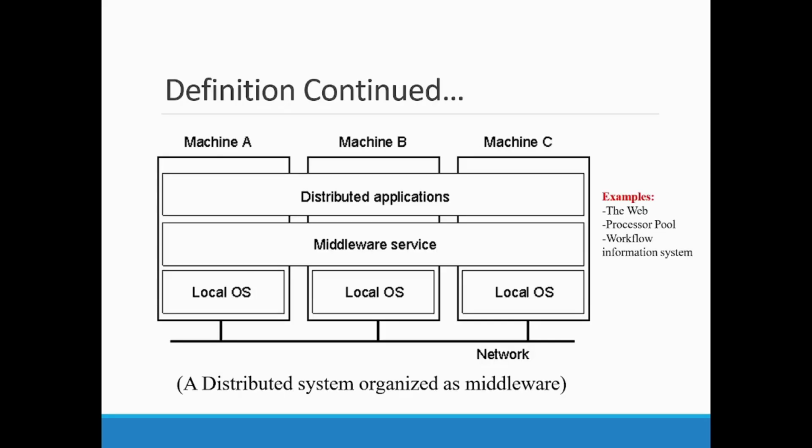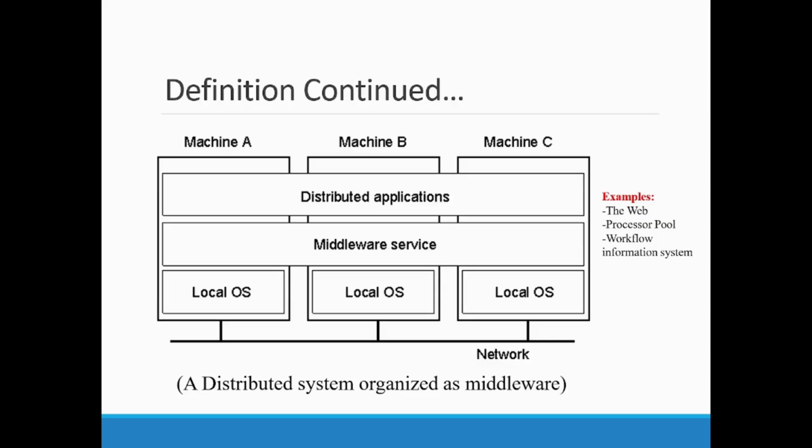Now, the definition continued with the help of this diagram. So, a distributed system can also be structured using something called middleware, kind of like a middleman that helps different systems talk to each other smoothly.